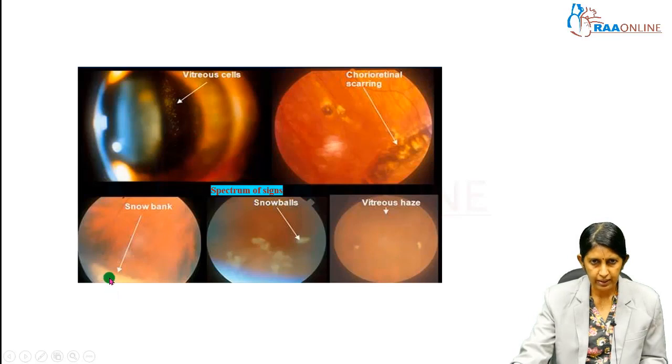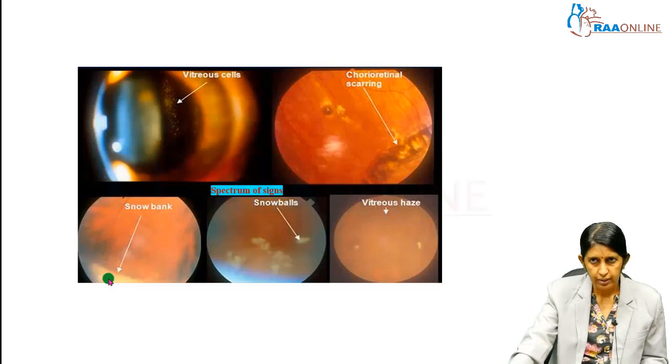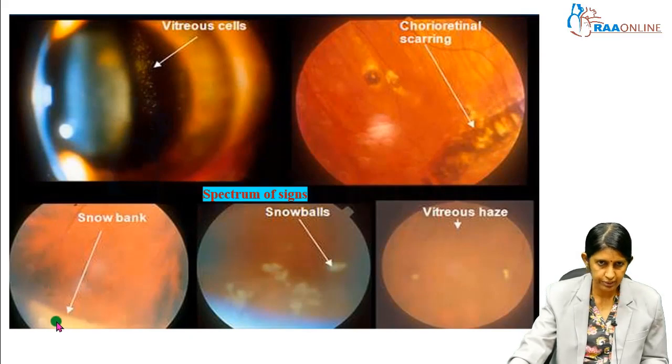So, the snowbank is glial tissue that is organized in the peripheral retina. And why do I say it is peripheral? Because usually if the focus of the central retina will show us the optic nerve head, and this blood vessel is ending. So, blood vessels usually end in the periphery, and hence you call it the peripheral retina, and what you see here is snowbanks.